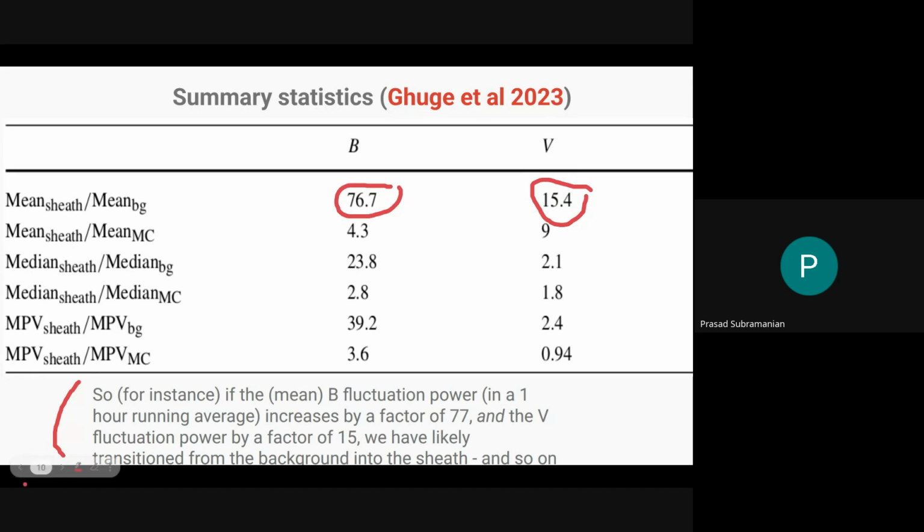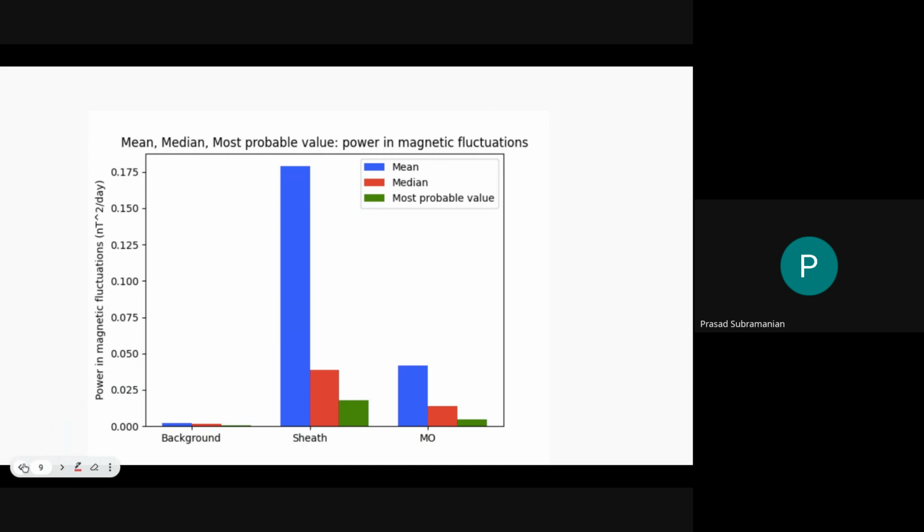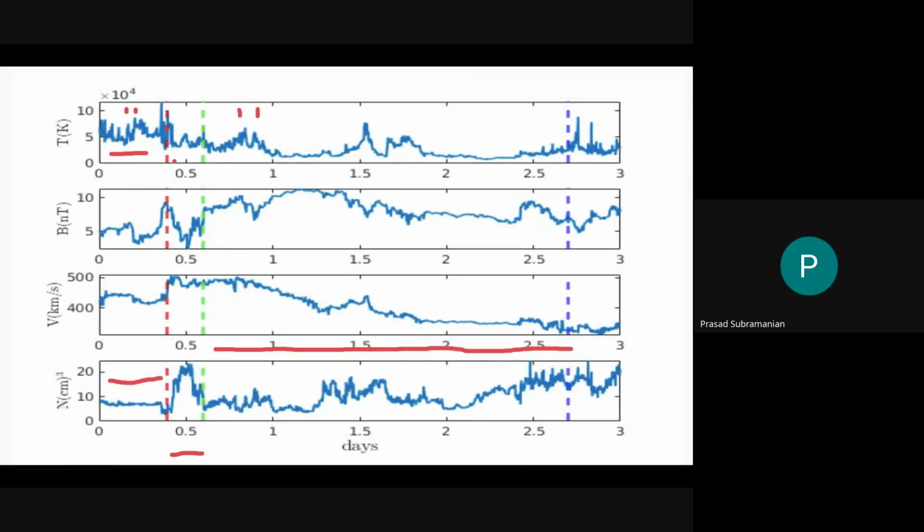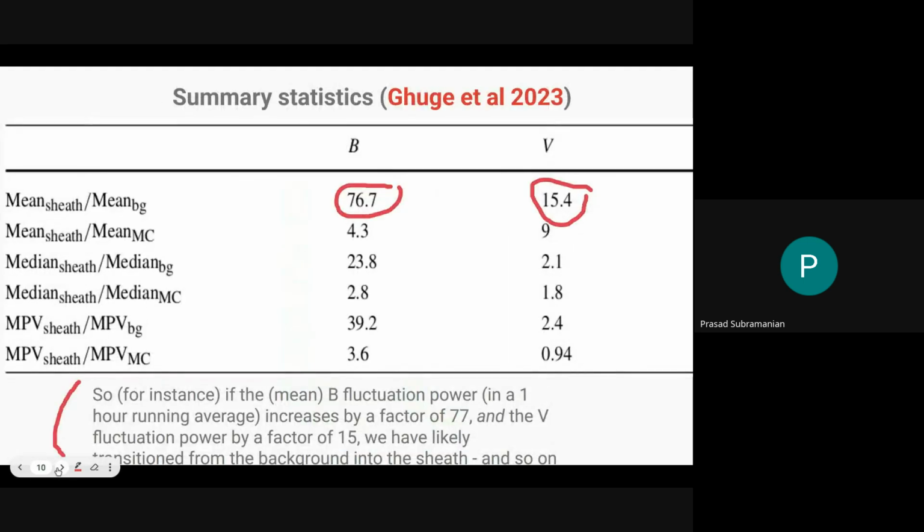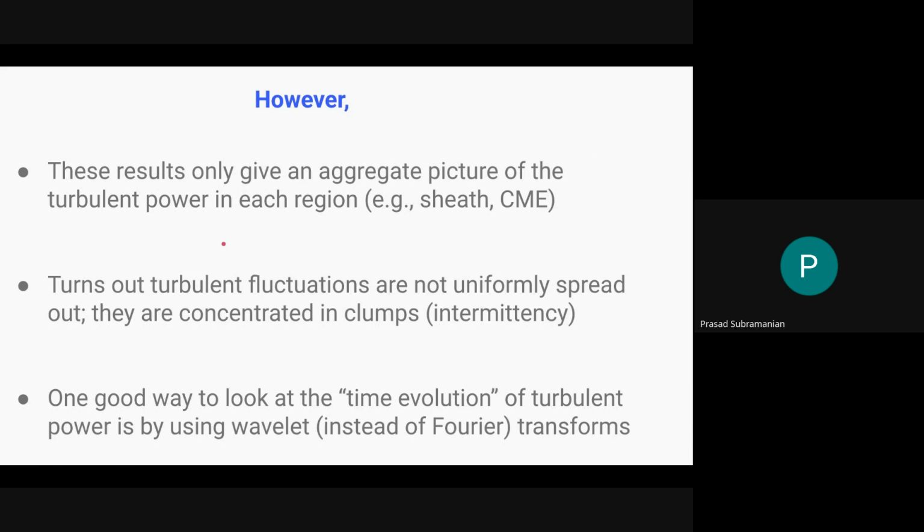Okay, so that's as far as summary statistics go, as far as using Fourier transforms for the entire duration of the sheet, or the entire 1 day background, or the entire CME interior. Now, it's a well-known fact, however, that these results only give an aggregate picture of the turbulent power in each region, for instance, the sheet or the interior of the CME. It's a well-known fact that when you take a Fourier transform, you lose all time information, right? You can slice up. In fact, we are indeed slicing, taking only the stretch that's relevant for the sheet. But the finer you slice, the worse your frequency resolution becomes.